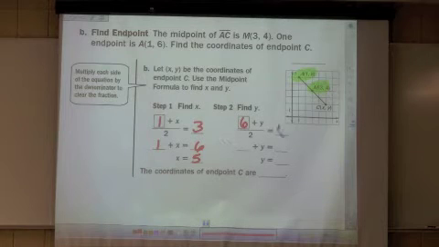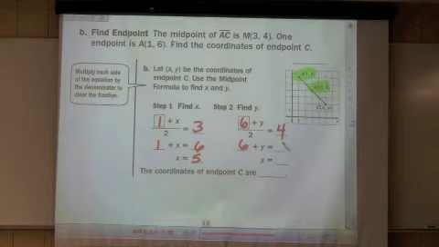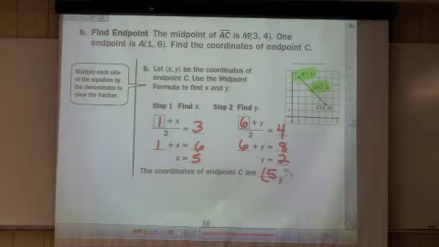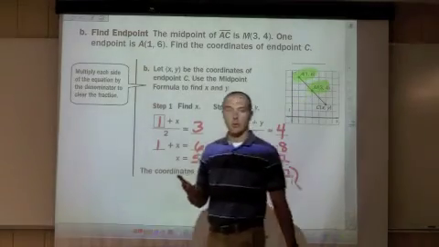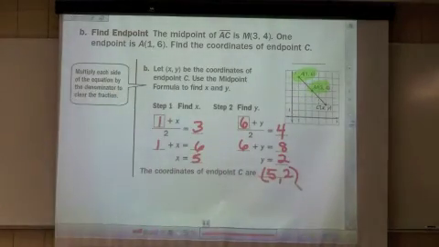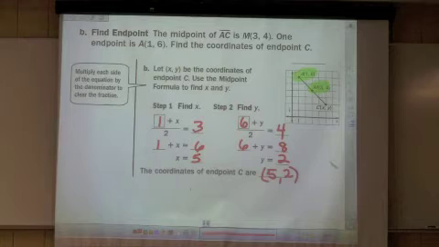Katie? 4. Little algebra, multiply both sides by 2. We get 6 plus y equals 8. Subtract 6, we got y equals 2. And bang, we've got the endpoint. Now, yeah, I could have just looked at the graph and said, there it is. But we're not always going to be given a graph to look at. Okay, so we have to be able to know how to do it algebraically as well.